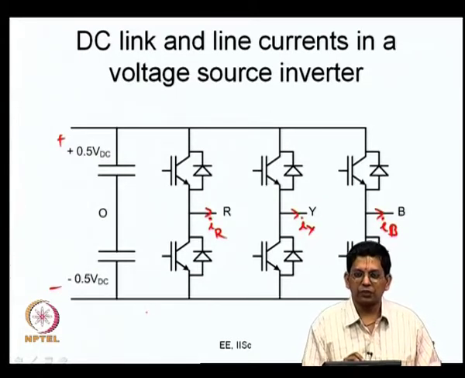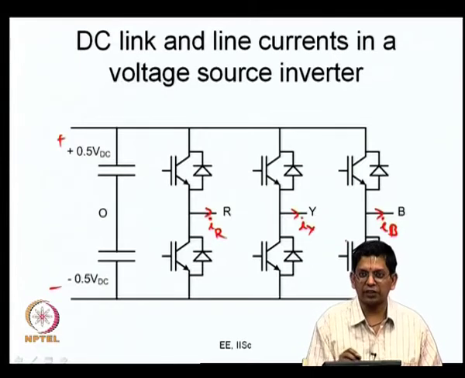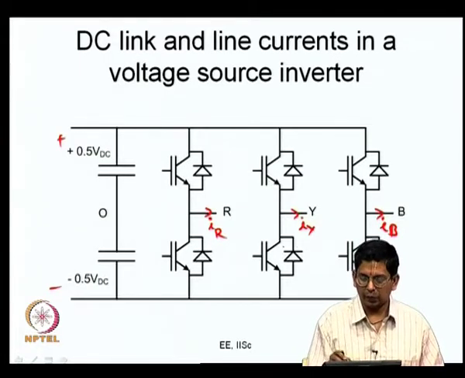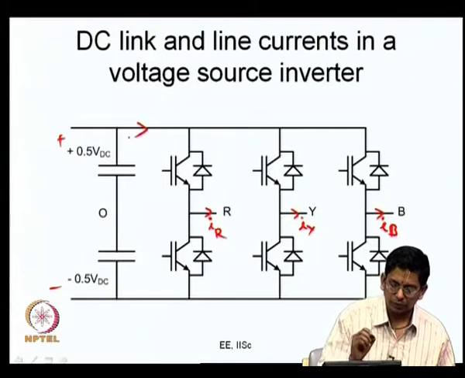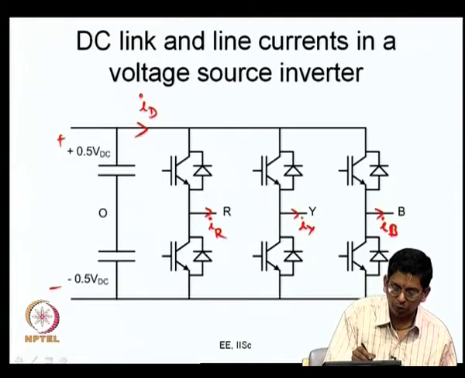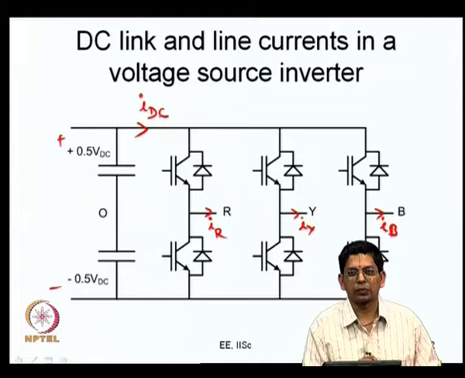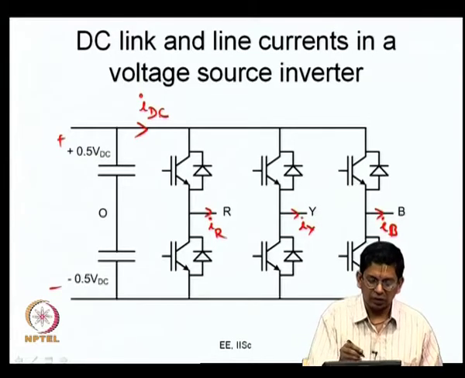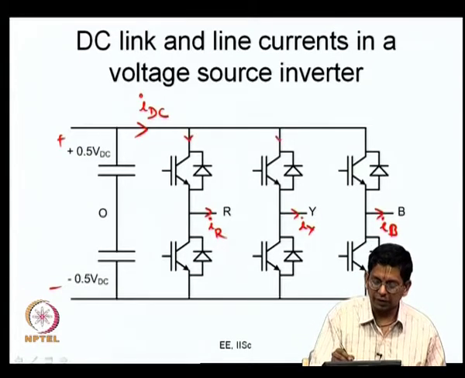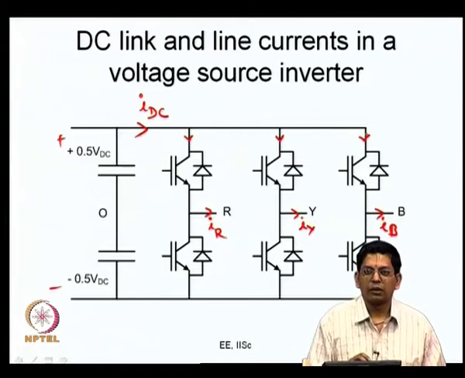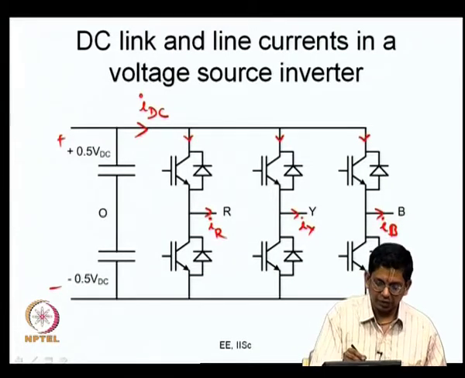And from the 3 phase AC voltage, you have come up with the 3 phase AC currents, which are also available: IR, IY, IB. And now the next step for you is to find out what is IDC. As you can very clearly see, this is just KCL. It is the sum of these 3 currents here.